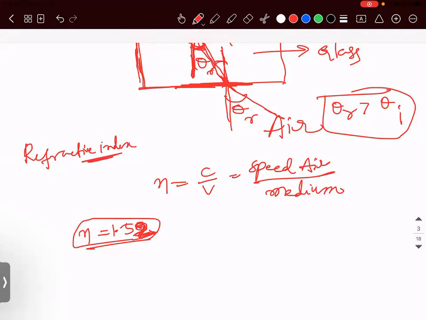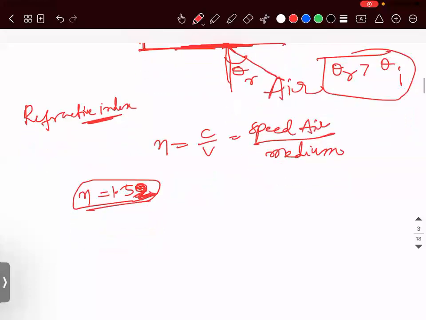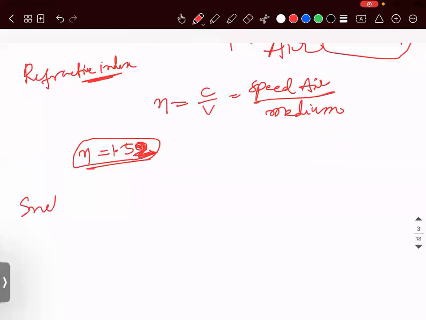n is given, right? c is already known, right? So I'm just asking to find v. I'm not saying low or high. n equal to c by v, so v equal to c by n. 3 into 10 power 8 by 1.52. It will be approximately 2 into 10 power 8. So what is Snell's law? Snell's law is not there in the book.